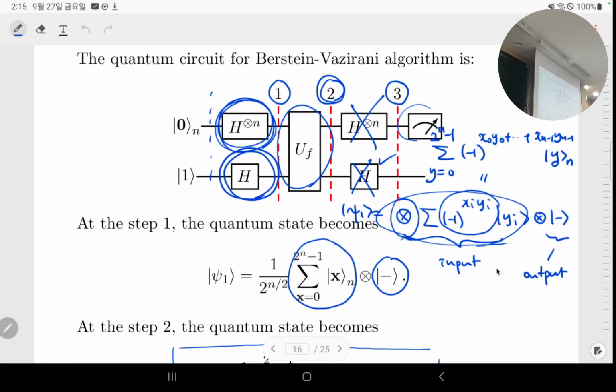So I think there's not enough time for more discussion, but I'll take any questions if you have. In some sense, this is a generalization of the Bernstein-Vazirani, I'm sorry, the Deutsch-Jozsa algorithm.